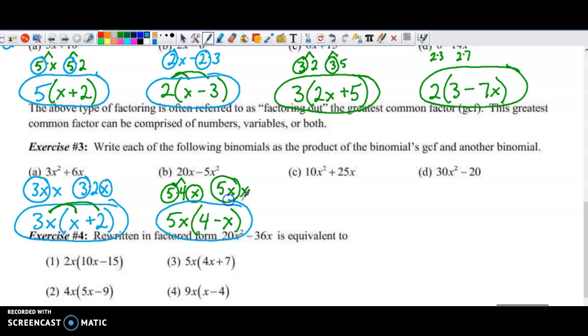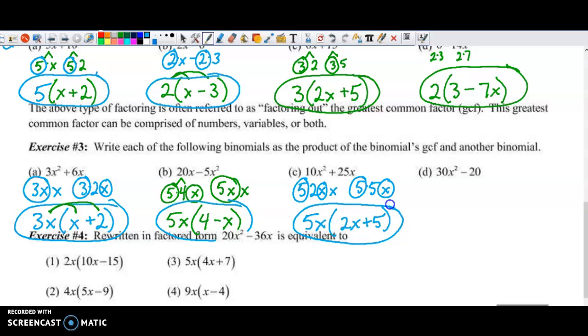As I move on to the next one, which I need to leave some space here so you can still see the next problem. There's a 5 times 2. There's 2 x's there. 25 is 5 times 5. So we have an x and a 5 that's in common, an x and a 5. So we write that in front, and we're left with 2x plus 5. And like I said, we want the greatest common factor.